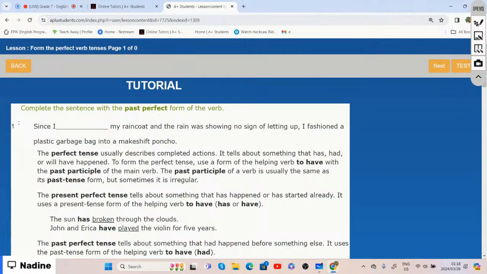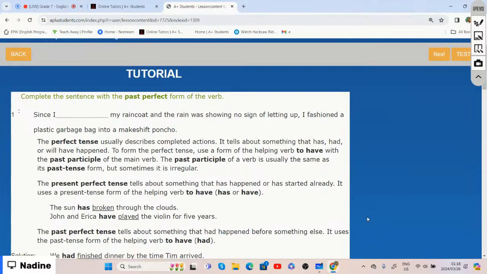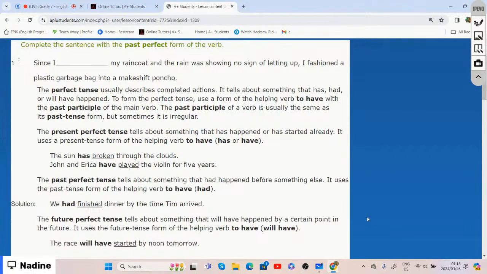Then we have the past perfect tense, which tells us about something that had happened before something else, and we use the helping verb had in front of our main verb. And then we have the future perfect tense, right, which tells us about something that will have happened by a certain point in the future. And we use the helping verb will have in front of our main verb to basically show the perfect tense, right?